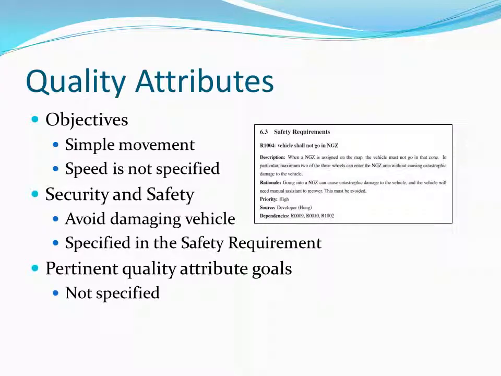As for the document quality attribute, some of the vehicle objectives specified in the document are simple movement and constraint, where the speed is not specified in the document because proper instruments are not available to measure the exact speed.